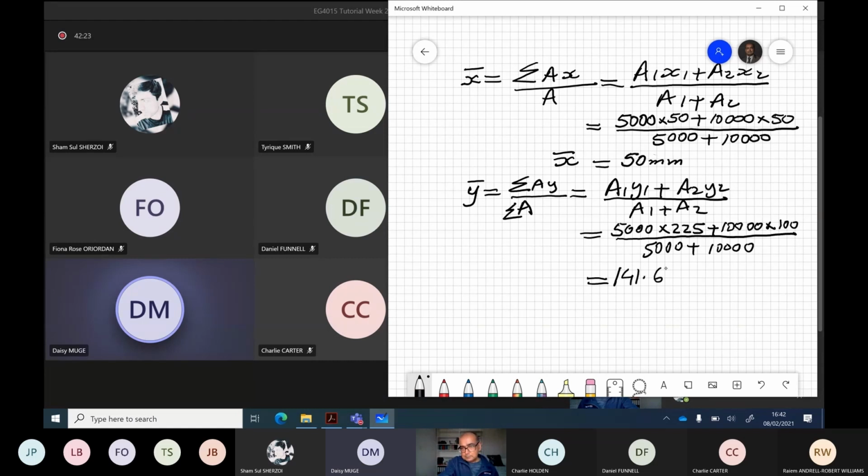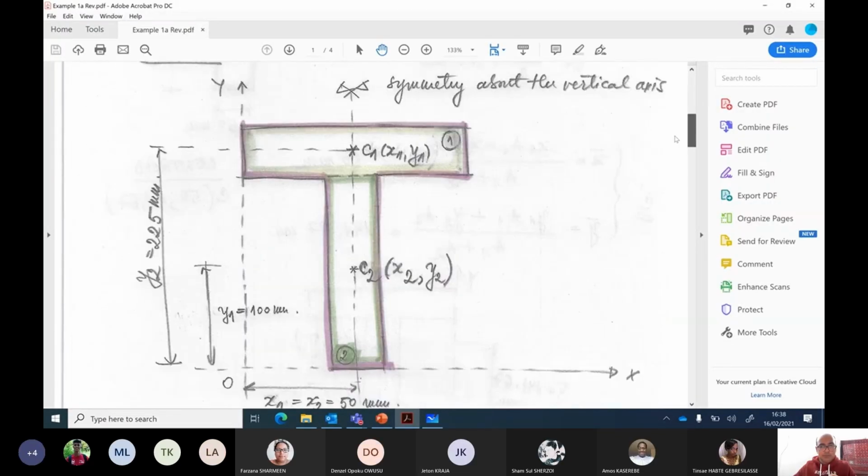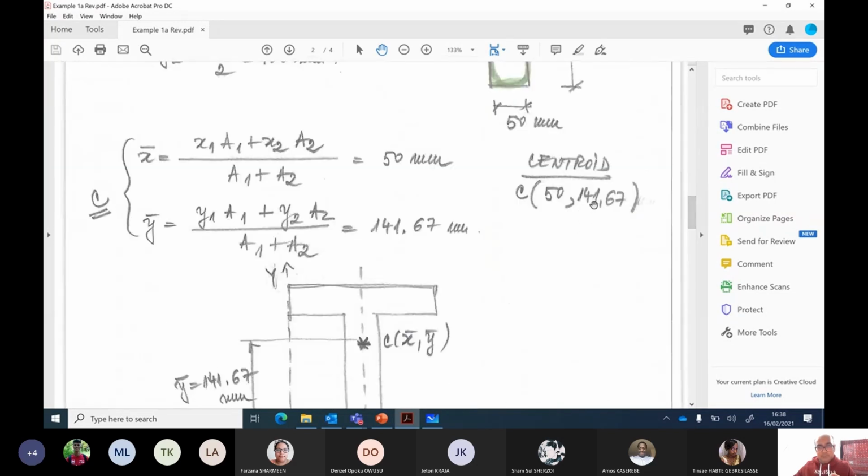Yep, I got the same. Excellent, Daisy, thank you. Now I have this center point. The coordinates of this center point are 50, 141.67. We found the centroid of this section, and the values are 50 and 141.67. These are the x bar and y bar values.